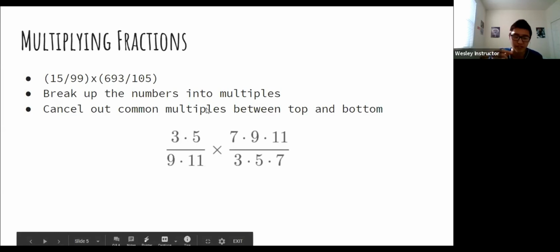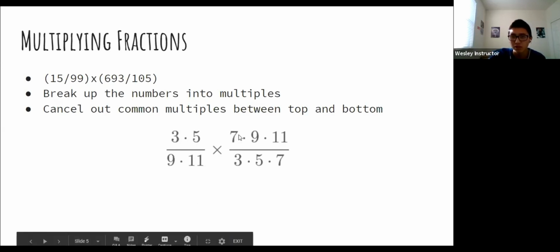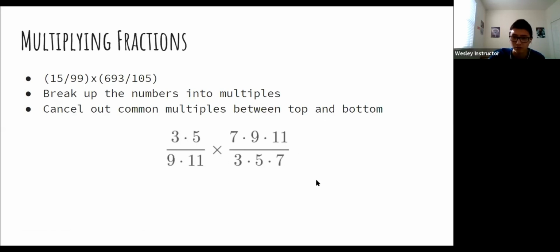So remember, just break it down. Really big numbers, break it down into prime factorizations and then cancel out from the top and bottom. So if they have the same term, same number, same factors on the top and bottom, you guys can cancel it out.